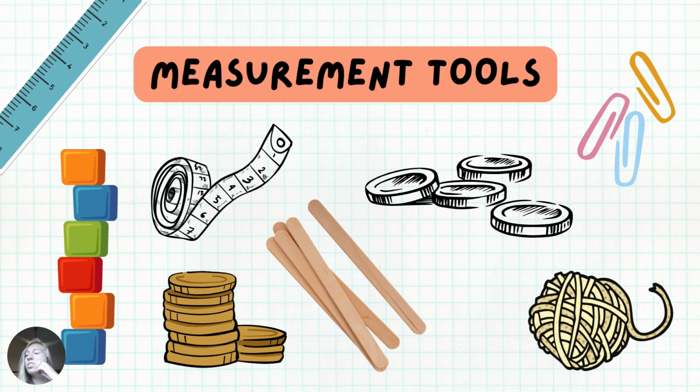We could use almost anything to measure the length of an object, as long as they are the same as all the other objects that you use. We can use sets of objects, including blocks, counters, string, sticks, paper clips, coins. The list goes on.